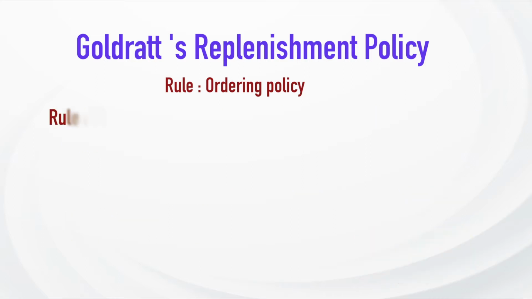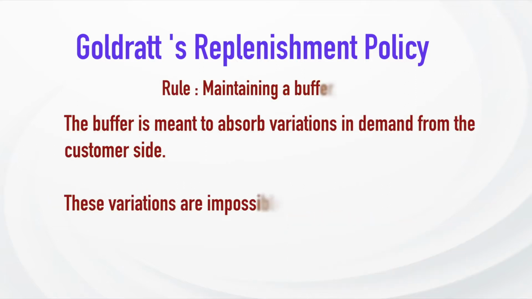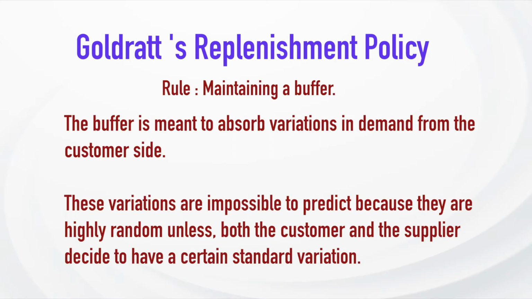This is where Goldratt gave his second rule, the rule of maintaining a buffer. This is probably the easiest computation of buffer across so many inventory models available across the operations management spectrum. The buffer is meant to absorb variations in demand from the customer side. These variations are impossible to predict because they are highly random, unless both the customer and the supplier decide to have a certain standard variation.